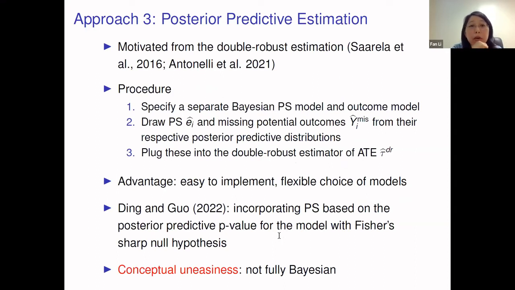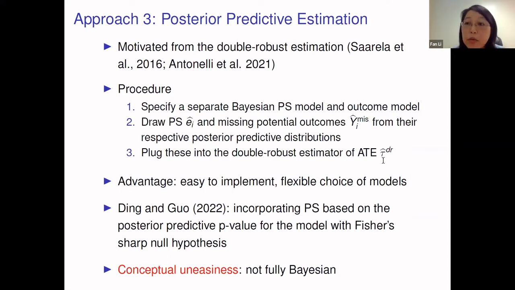So the third approach is very interesting. Here I'm going to take a posterior predictive perspective. This is purely motivated from the double robust estimation perspective. The procedure is very interesting. I'm going to separately specify a Bayesian propensity score model and a separate Bayesian outcome model. From both of these models, I can draw posterior predictive draws of the propensity and the missing potential outcomes, right? Then I can just plug these into the double robust estimator we introduced earlier, and you get the posterior predictive distribution of the double robust estimate, right?